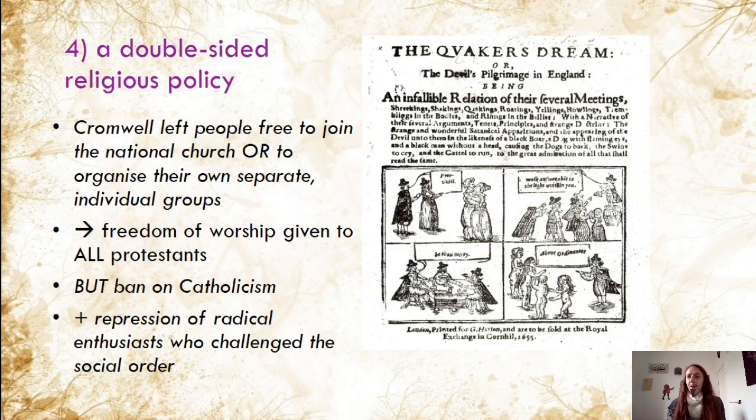Now, Cromwell left people free to join the national church or to organise their own separate individual groups. You see freedom of worship given to all Protestants, but a ban on Catholicism and repression of radical enthusiasts who challenge the social order a little bit too much. So you can do what you want, but as long as it doesn't threaten the social order.